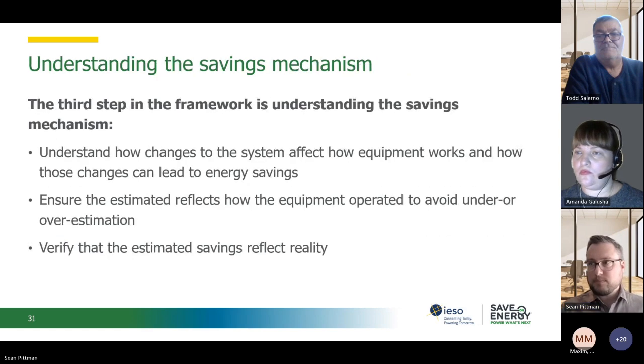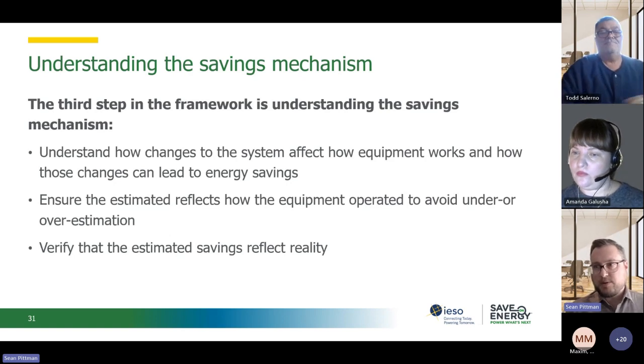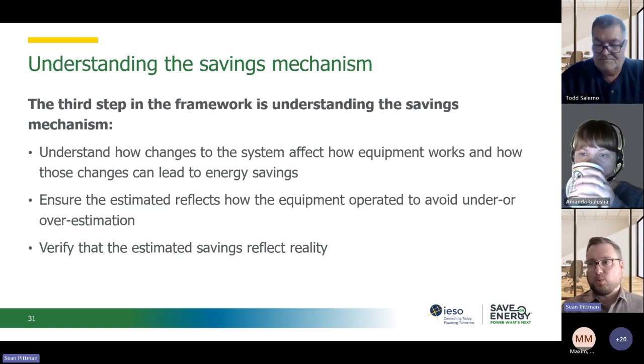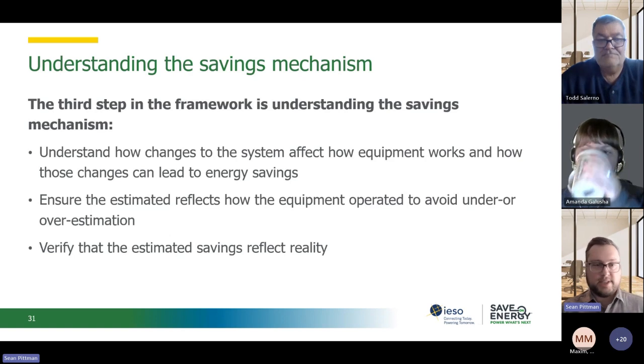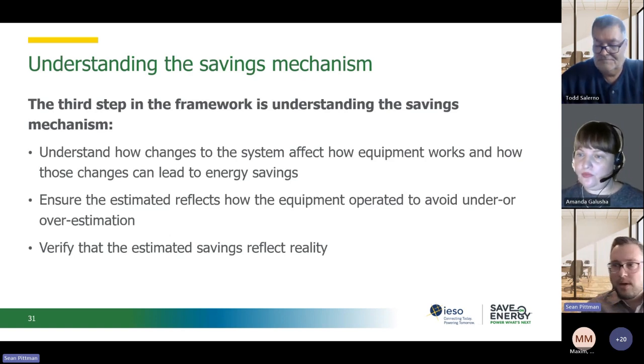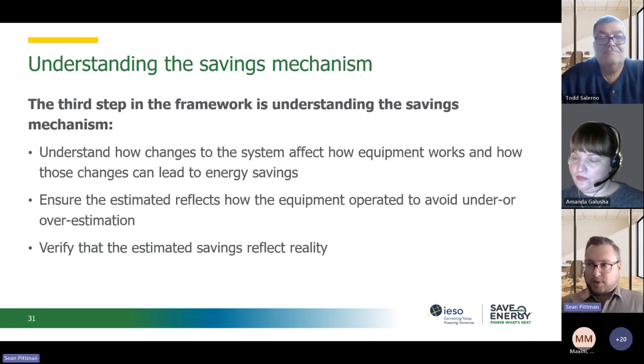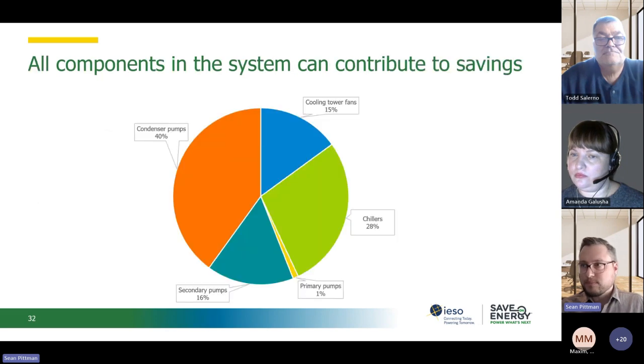Having a good baseline gives you those guardrails, gives you a frame of reference to work within. So thirdly, understanding the savings mechanisms. We want to understand how changes to the system affect how equipment works and how those changes can lead to energy savings. When we understand how the equipment operates, we can avoid over and underestimations, and we can verify that the estimated savings reflect reality.